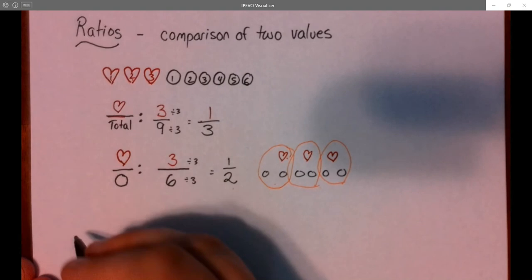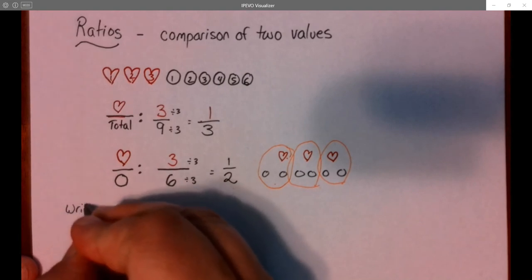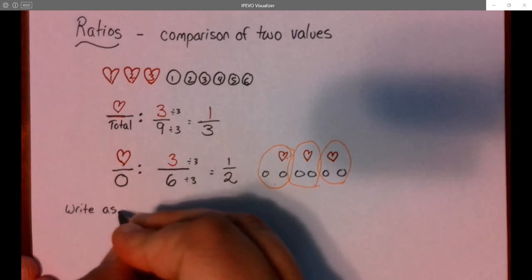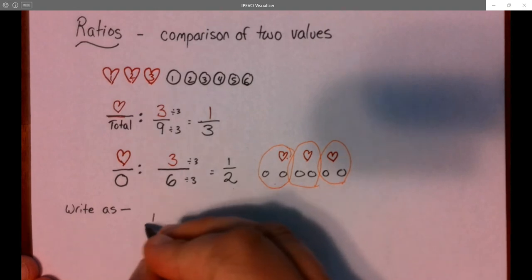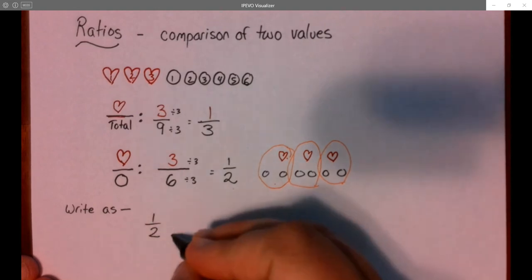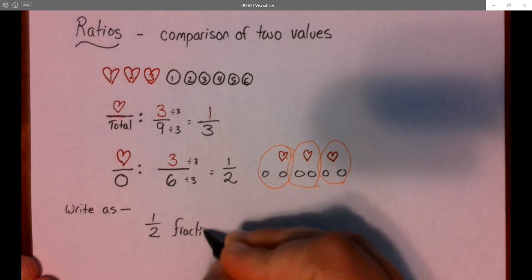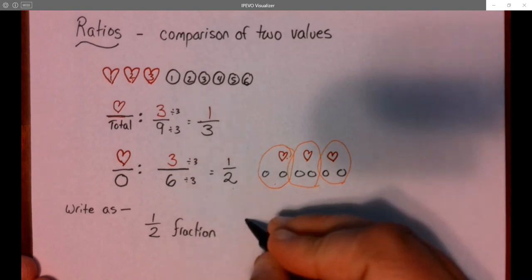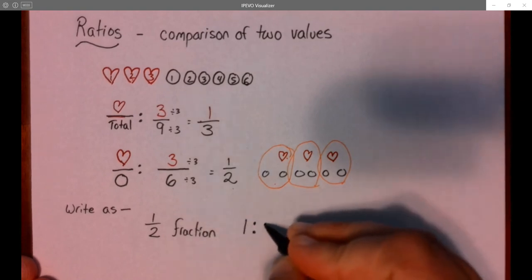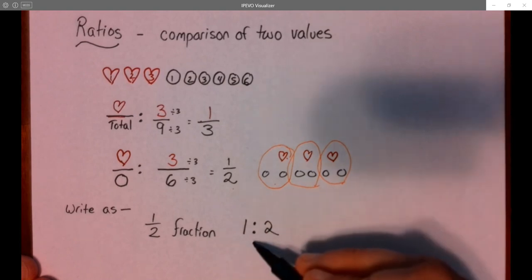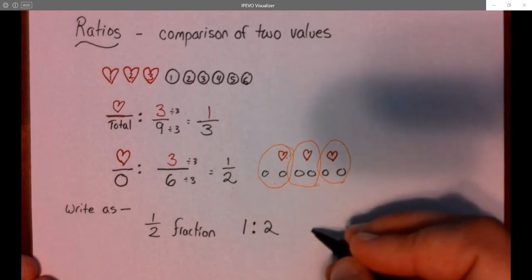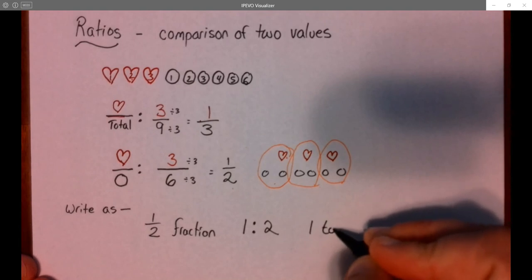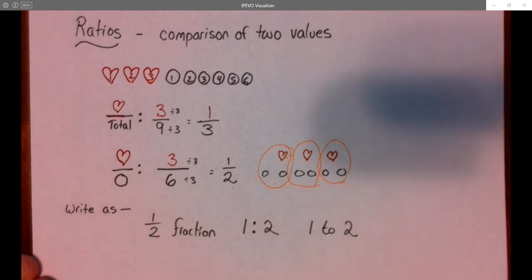But you can also write ratios as our fraction, which we already talked about, or we can use a colon like 1:2, and then this is pronounced as 1 to 2, or we can actually write it out, 1 to 2. Okay, so you'll see all of those are valid ways to write ratios. So hopefully this reminds you about what a ratio is.